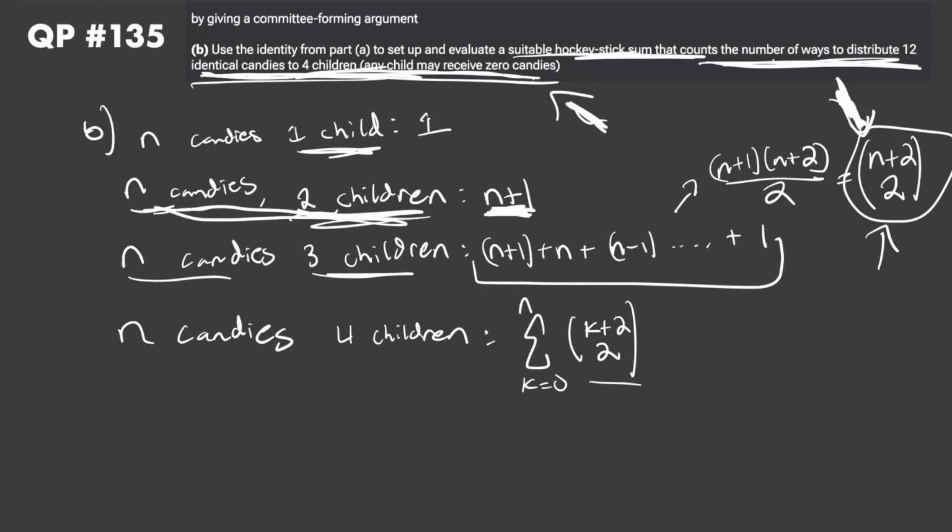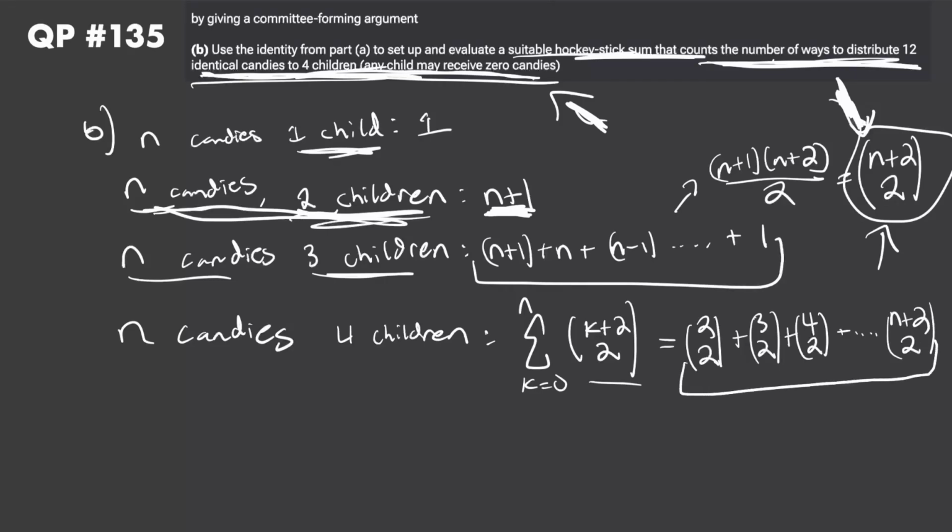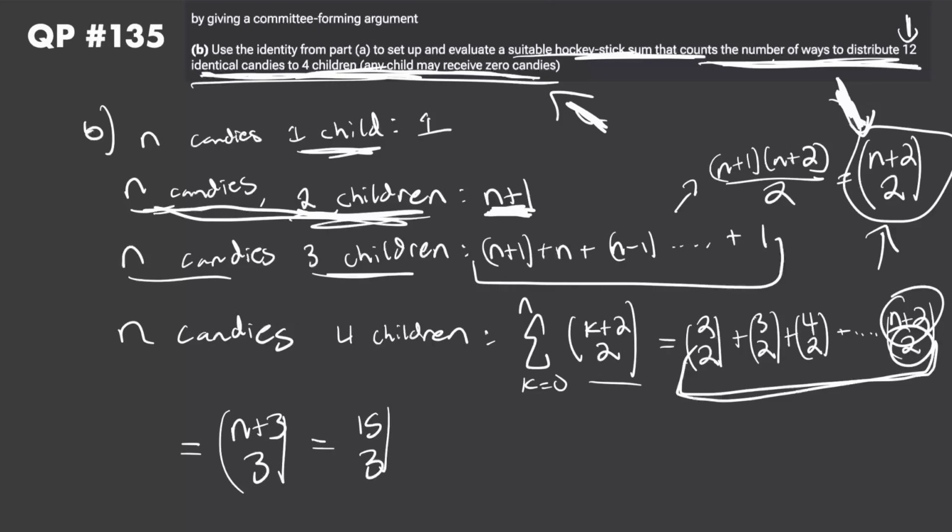If we expand this out, you can see the hockey stick that we just did is going to be equal to 2 choose 2, plus 3 choose 2, plus 4 choose 2, dot dot dot, all the way up to n plus 2 choose 2. And we know that by hockey stick, this is just going to be equal to, well, we have to increment this top one by 1 and the bottom one by 1. It's going to be equal to n plus 3 choose 3. So in our case, when we have 12 candies, that's our n value. It's going to be equal to 15 choose 3. Look at that. It's exactly the stars and bars formula. So that's how you get the stars and bars formula, basically. So that's pretty cool, huh?